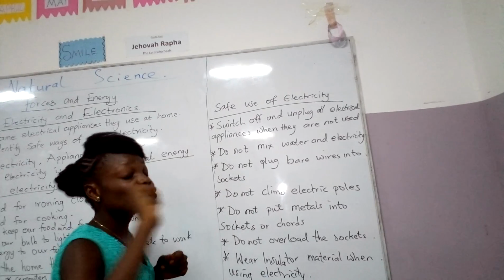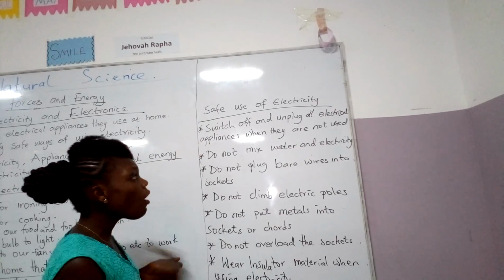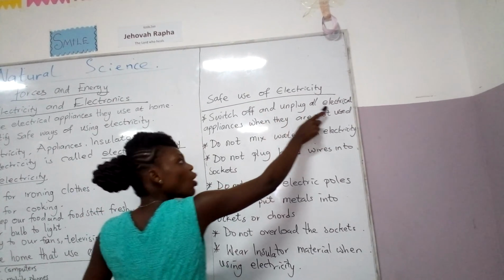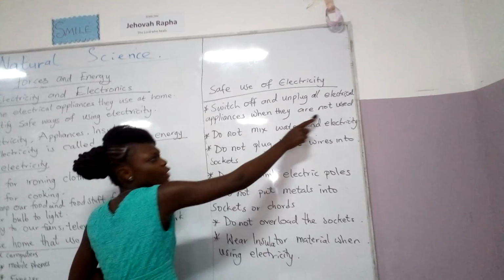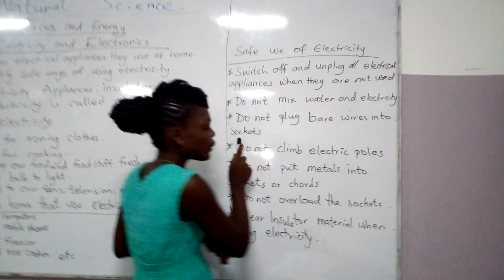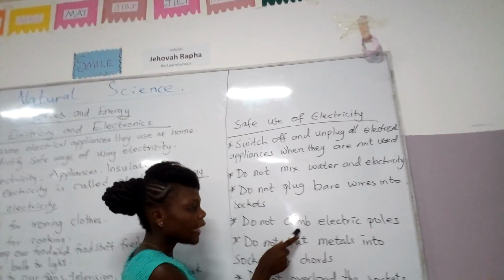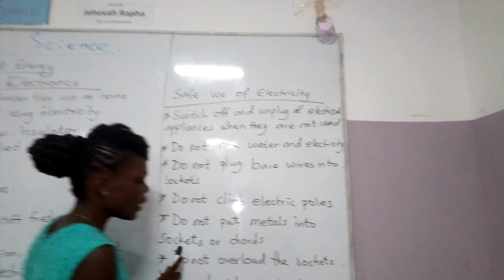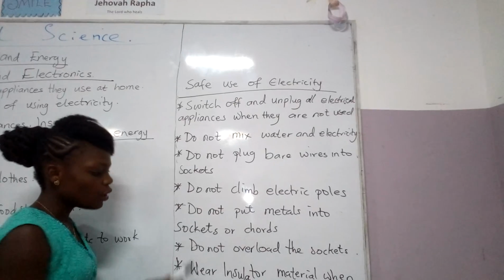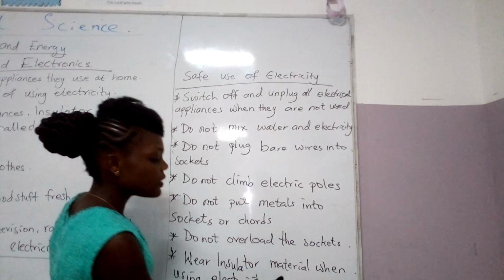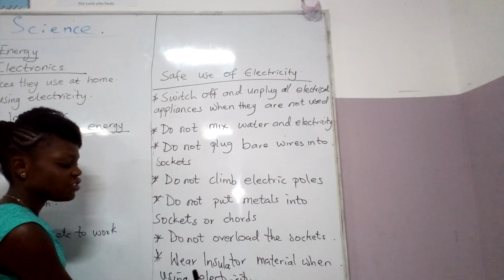I said what? Switch off and unplug all electrical appliances when they are not used. Do not mix water and electricity. Do not plug bare wires into sockets. Do not climb electric poles. Do not put metals into sockets or cords. Do not overload the socket. Wear insulator material when using electricity.